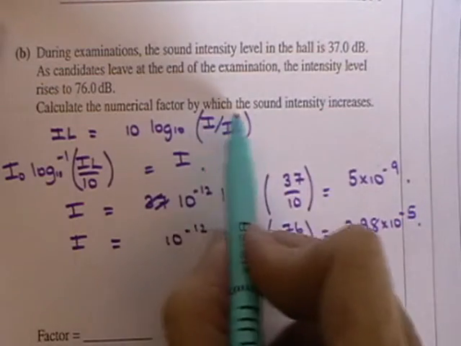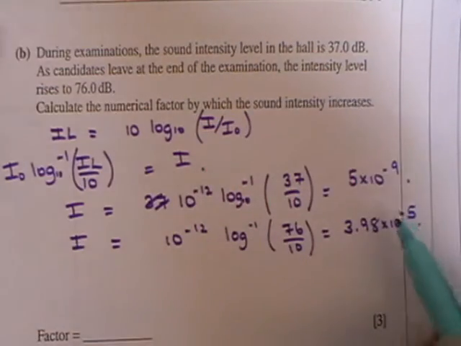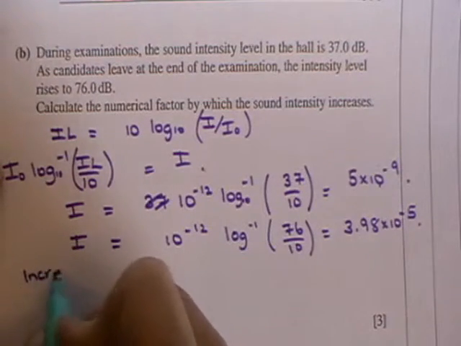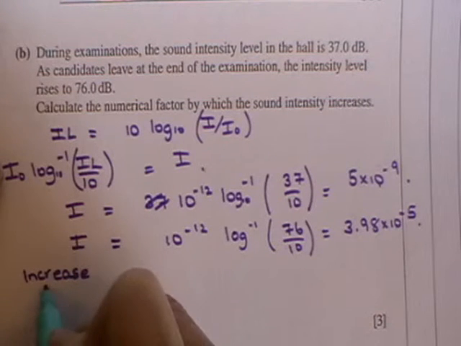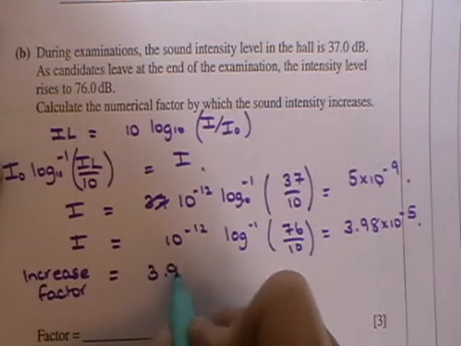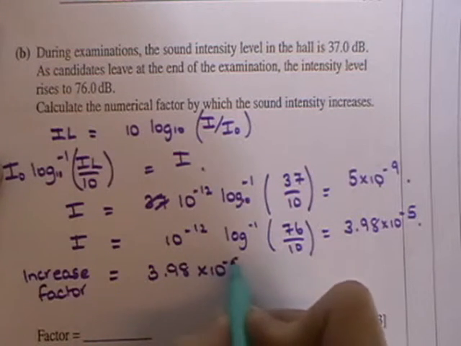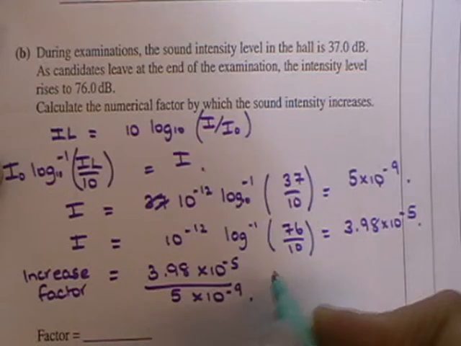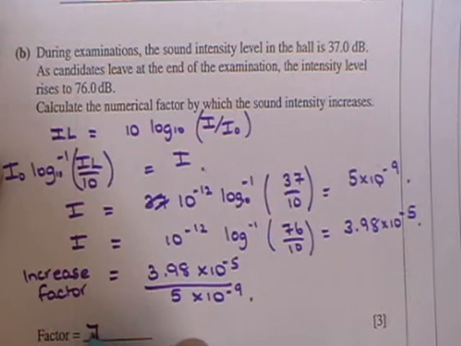So the numerical factor by which the sound intensity increases, that means that you divide the big value by the small value. So the increasing factor is 3.98 by 10 to the minus 5 over 5 by 10 to the minus 9. And that comes out as 7,908,000.